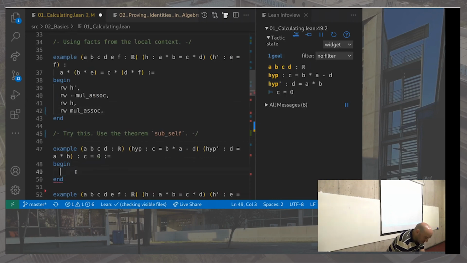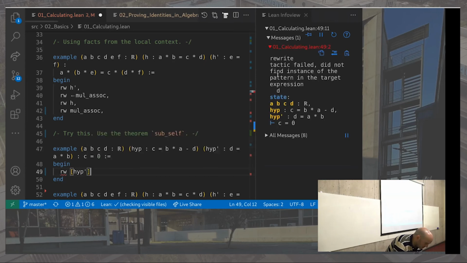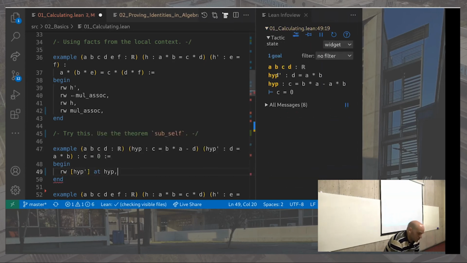So let's do this one because we will have a new theorem. Now we assume that C is equal to B times A minus D, and that D is equal to A times B. And we need to prove that C is equal to 0. So why is this true? Because if we rewrite hype prime at hype, sorry, rewrite hype prime at hype, you see that now he rewrote hype prime. So he rewrote D equal to A times B, but at this assumption, not at the goal.